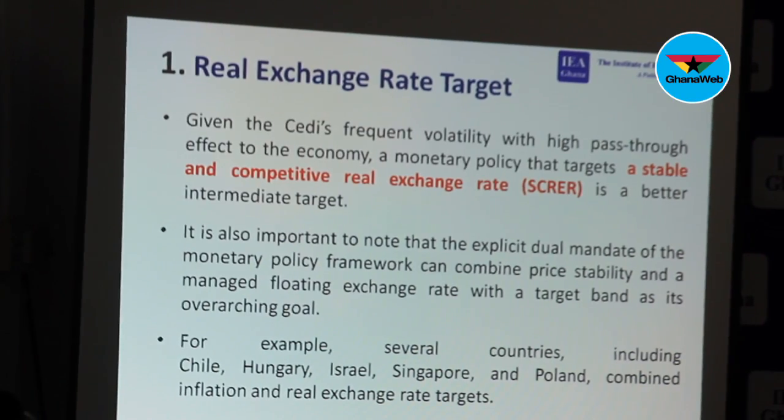Now, in many countries, they have what we call the dual mandate or the multiple target rule of the central bank. The central bank combines two targets depending upon the economic structure. In our economy, where the exchange rate has always been the biggest problem as far as macroeconomic stability is concerned, because of the high pass-through of the exchange rate depreciation to inflation, some have suggested that perhaps we should have a dual mandate where the central bank targets two: a stable and competitive real exchange rate and an inflation target, because of course, there's no way you can do away with inflation.